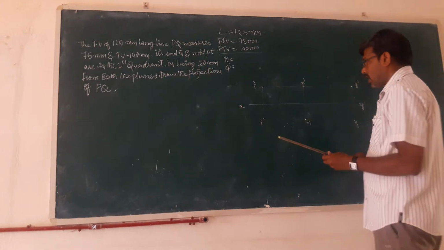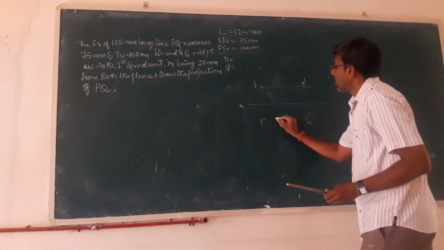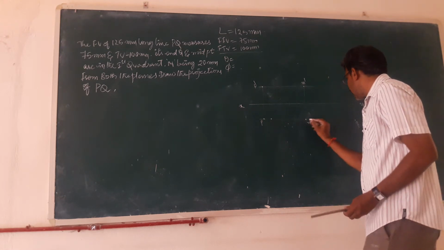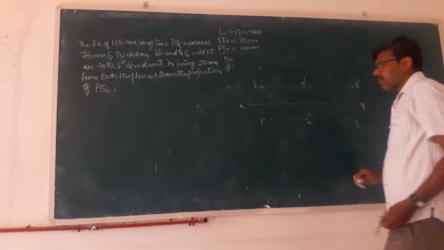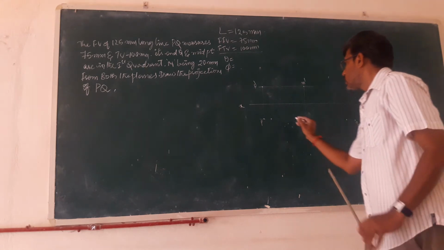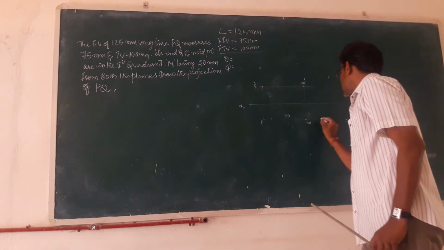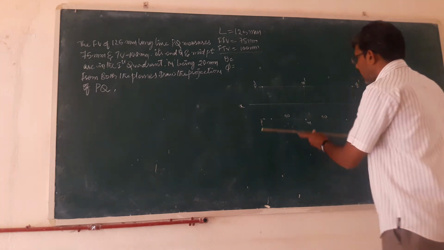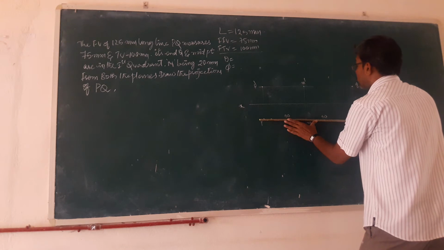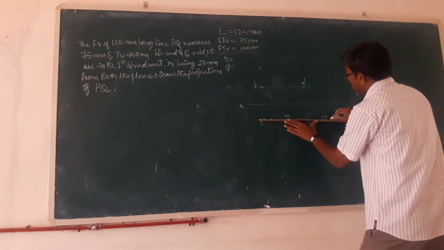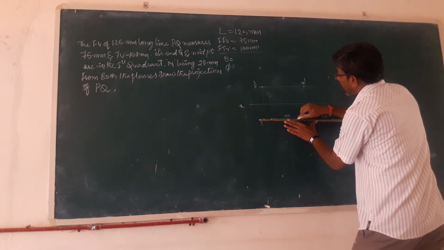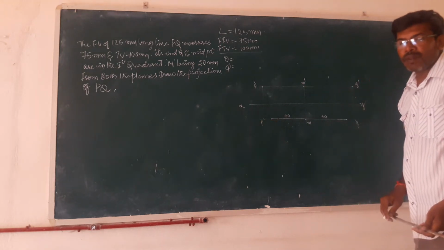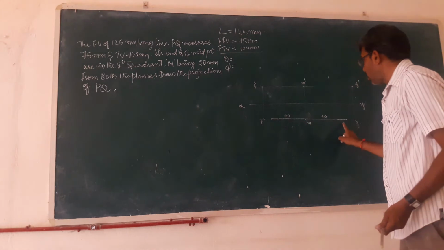So what I will do is, first I will take 50 mm from M, 50 mm from M towards the right hand side. So this is 50 and this is 50. Okay, right. So now this is the final top view, because it is already given in the problem. So this is the final top view.